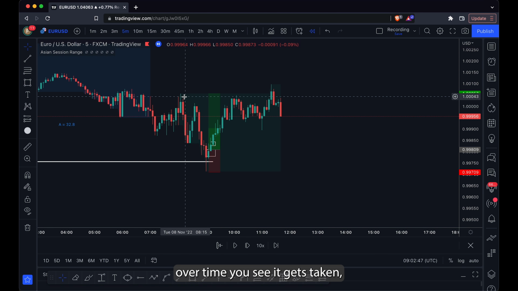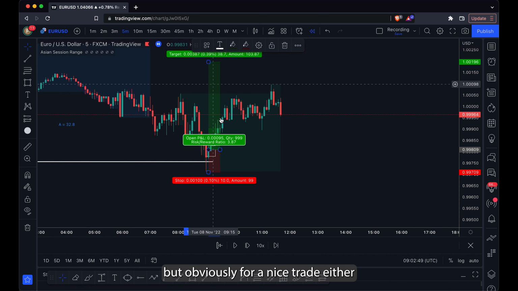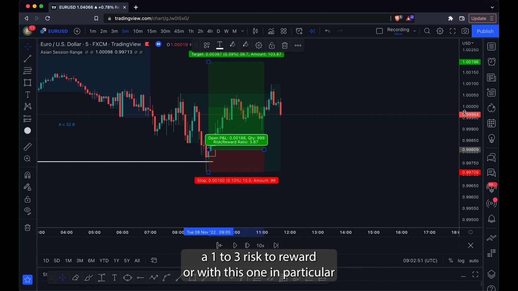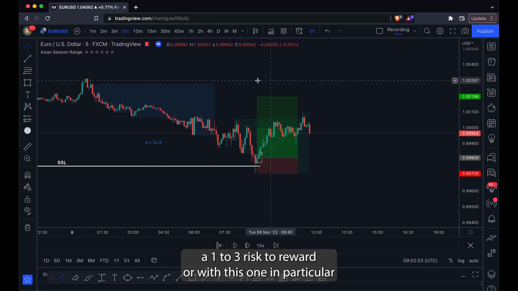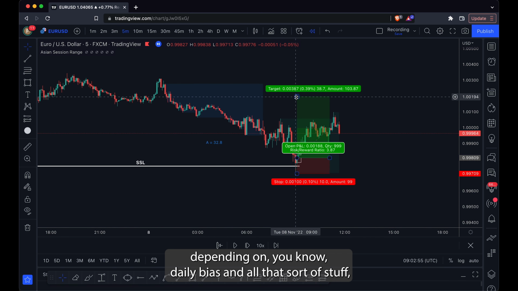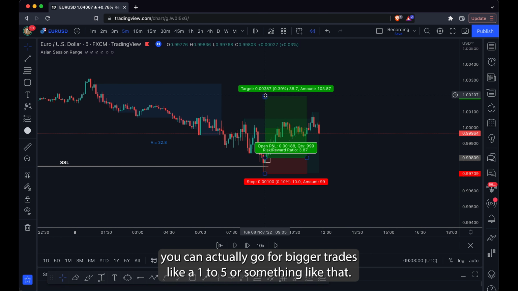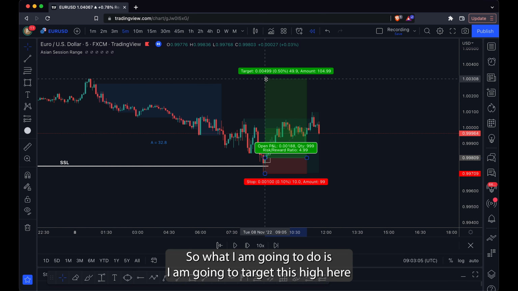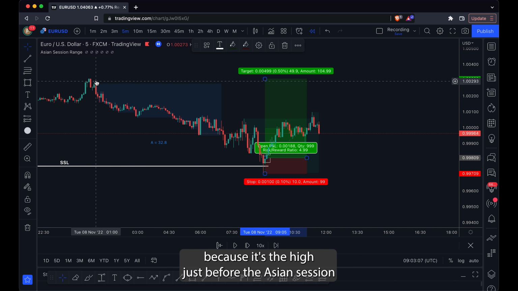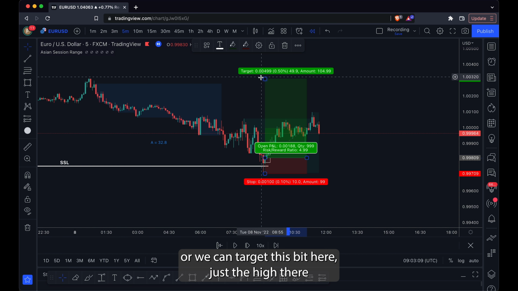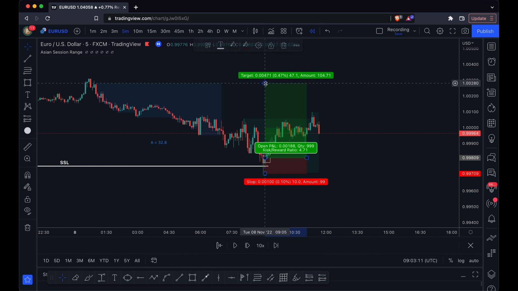over time we can see it gets taken, but obviously for a nice trade, either a 1 to 3 risk reward, or with this one in particular, depending on daily bias and all that sort of stuff, you can actually go for bigger trades like a 1 to 5 or something like that. So I'm going to target this high here because it's the high just before Asian session, or we can target this bit here, just the high there.